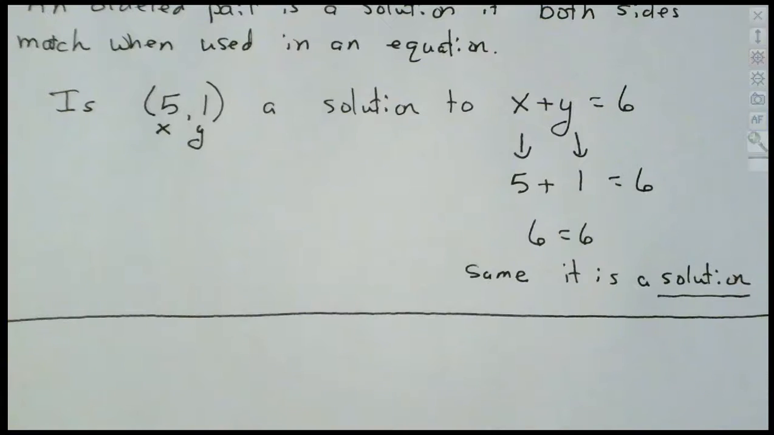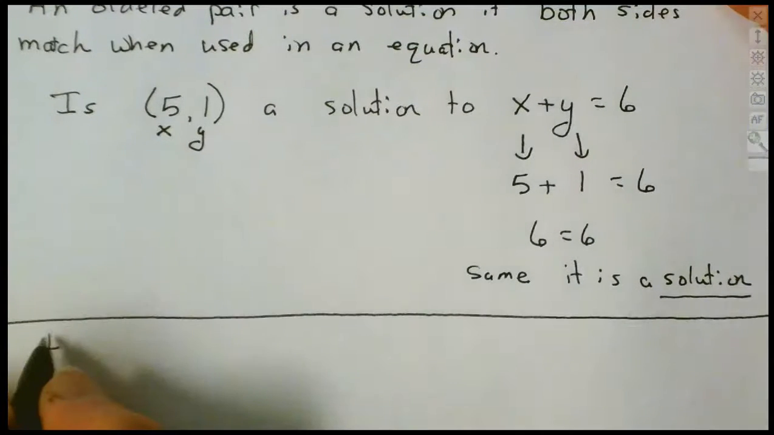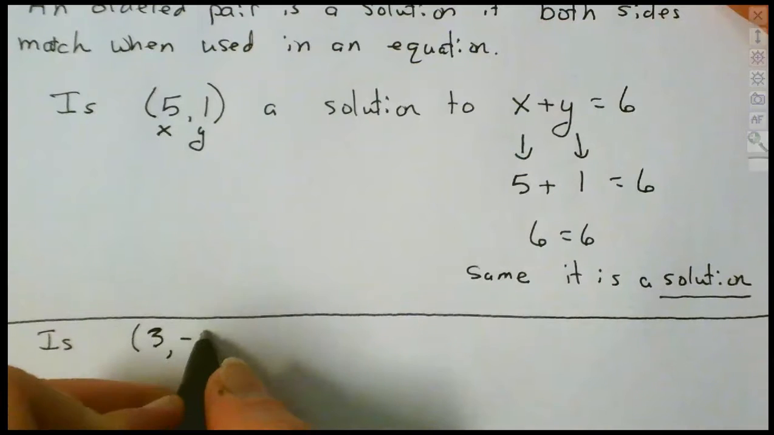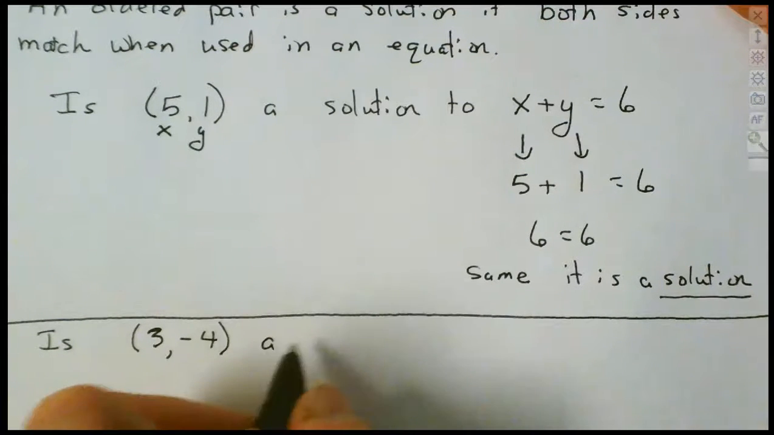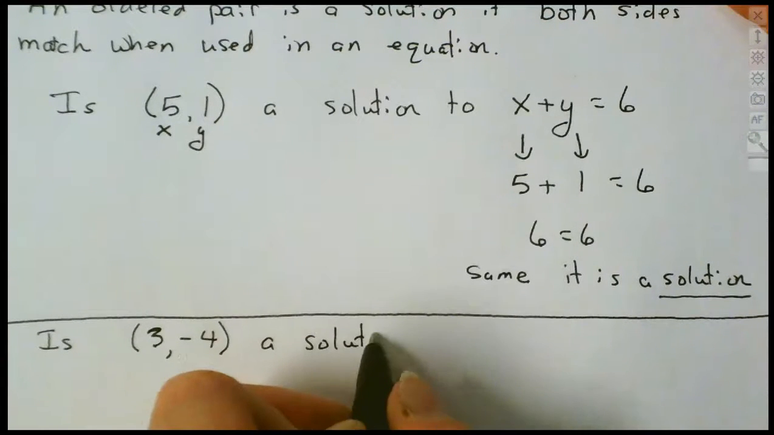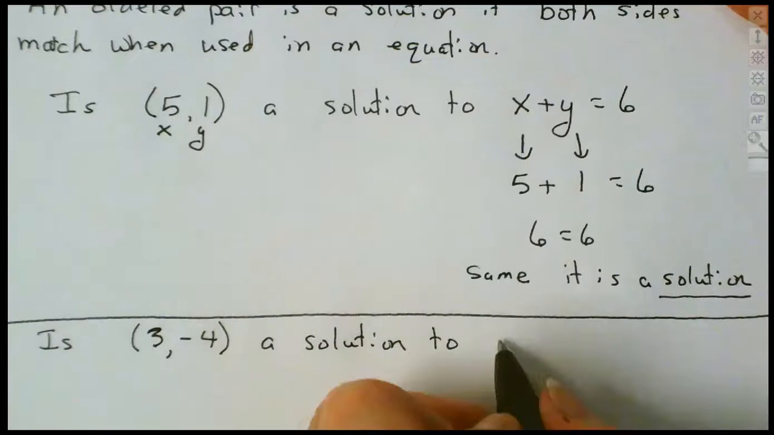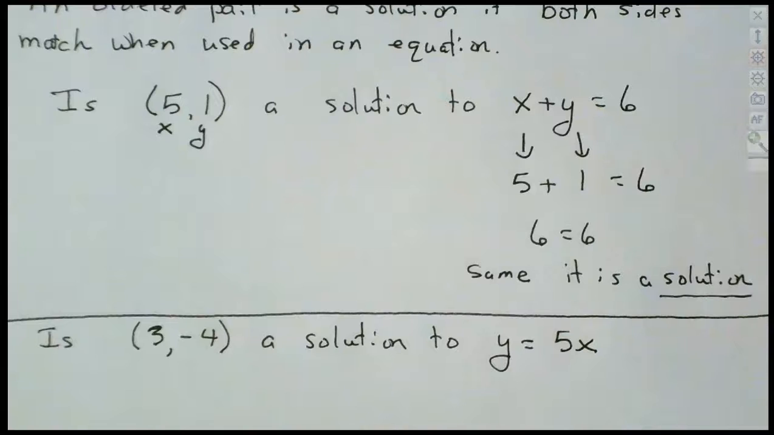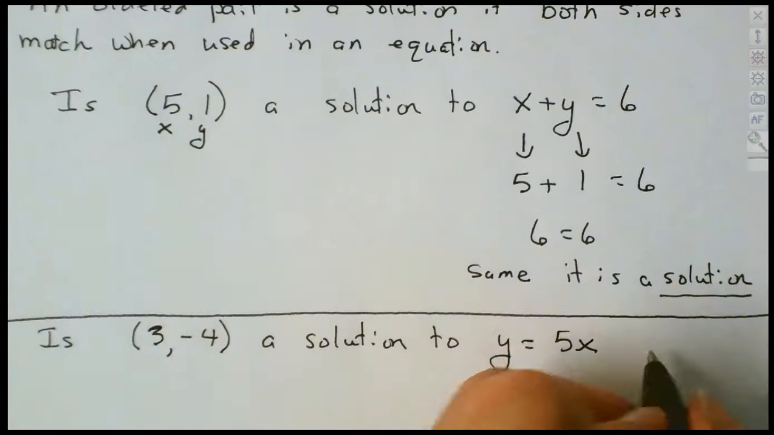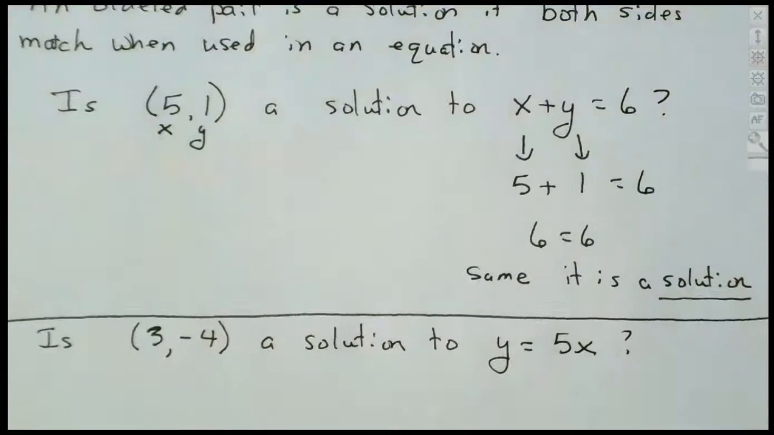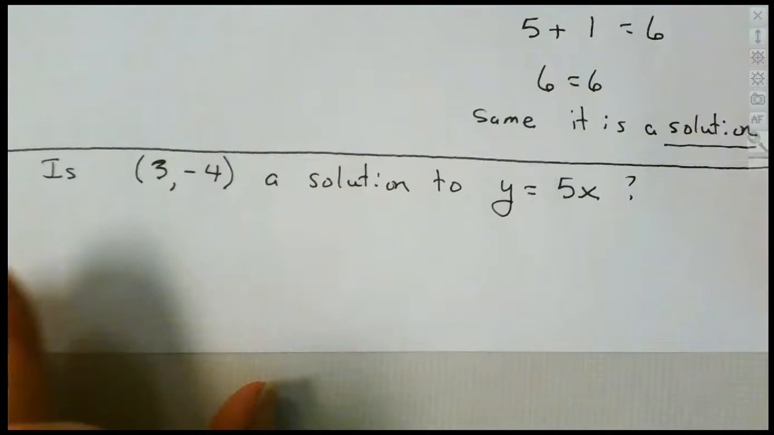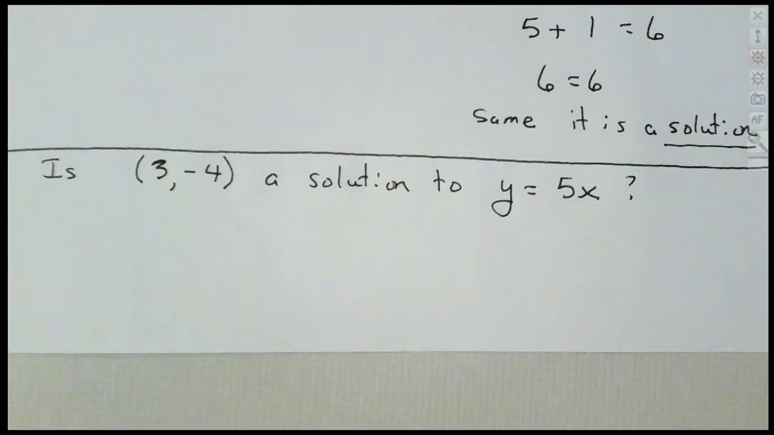Here's one that's not a solution. Is (3, -4) a solution to y equals 5x? Okay, so we want to see if it's a solution or not. Well, we're going to plug our values in, and if the sides are the same, it is a solution. If they are different, it is not a solution.